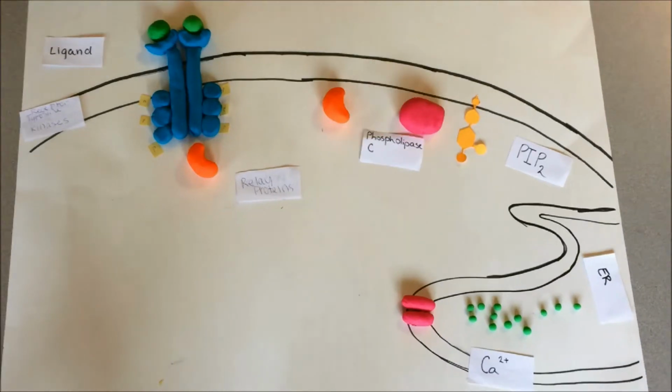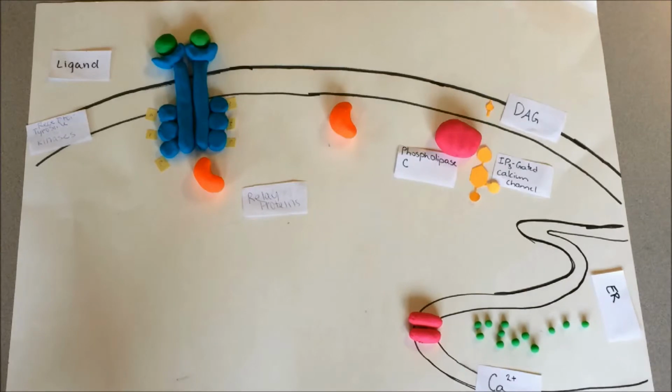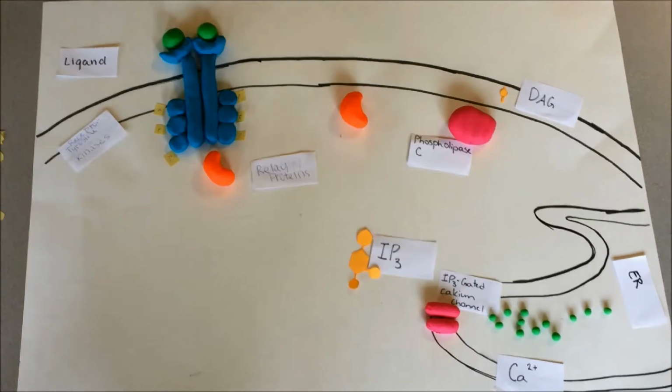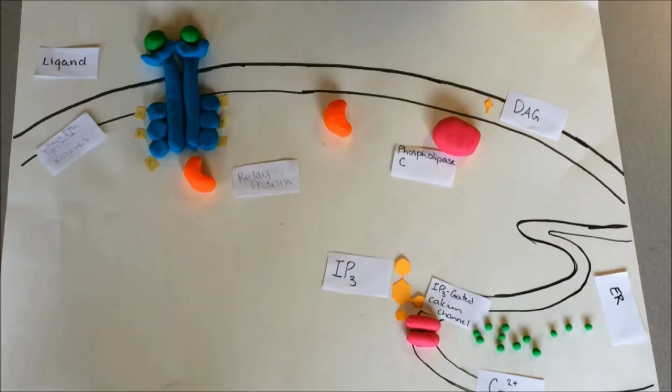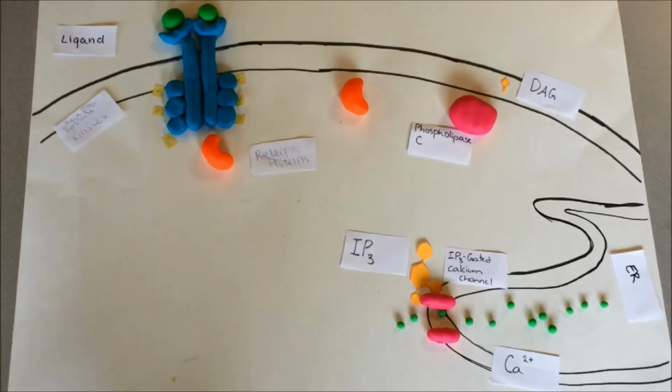Phospholipase C cleaves PIP2 into DAG and IP3, a second messenger. IP3 diffuses through the cytosol and binds to the IP3 gated calcium channel, opening it. Calcium ions flow out of the ER, the desired response.